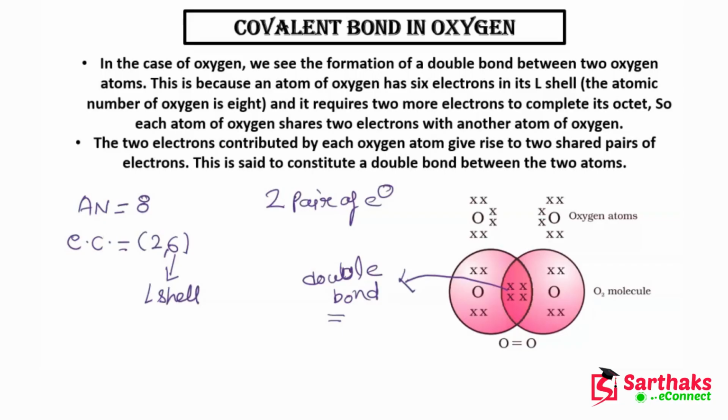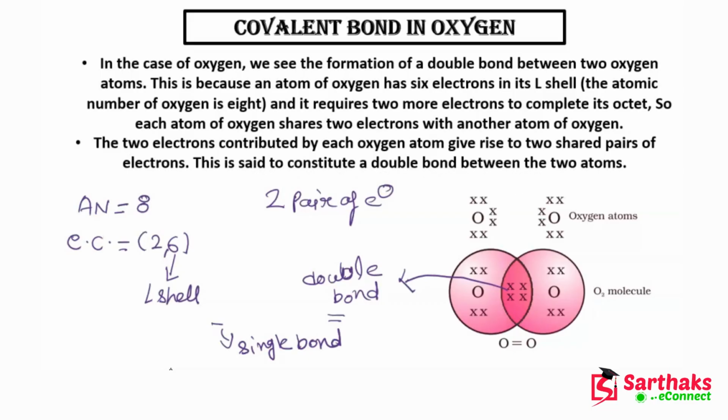If there is only sharing of 1 pair of electrons, then I will denote it with a single line like this. This is used for a single bond. So I hope guys this point is clear to you. The 2 electrons contributed by each oxygen atom will give rise to 2 shared pairs of electrons, and this is said to constitute a double bond between the two atoms.